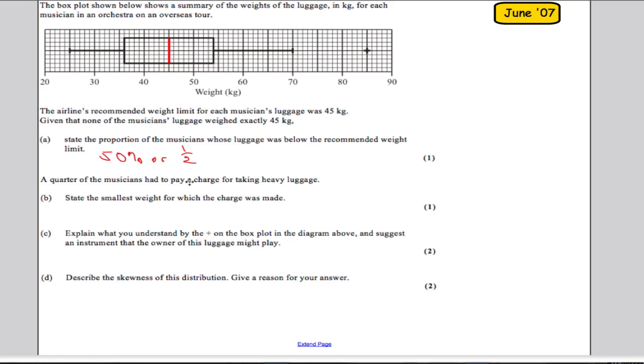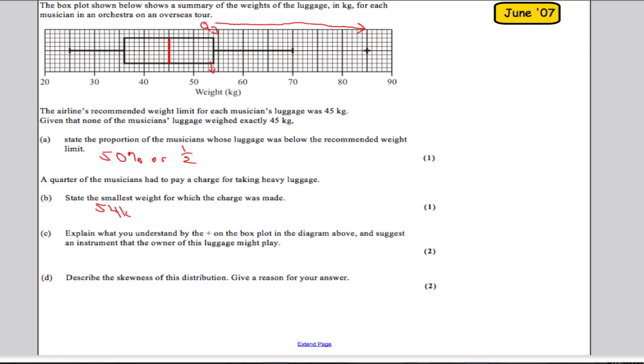Half of the musicians were below the recommended weight limit. A quarter of the musicians had to pay a charge for taking heavy luggage. State the smallest weight for which this charge was made. Well, this is Q3, so this is the upper 25% of the musicians. So if a quarter of them had to pay, that means that the lowest weight for which the charge was made comes from here, which is the third quartile, which is 54 kilograms.